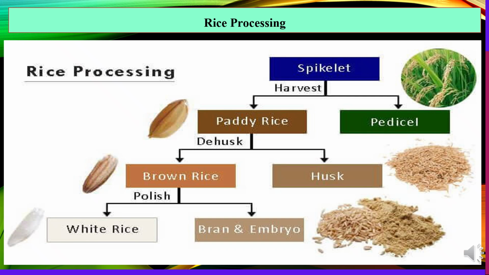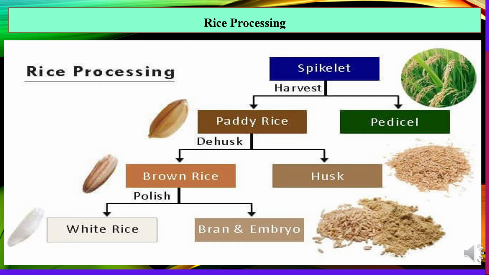At harvest, the spikelets are cut and collected. The pedicel, stalk portion, is separated from the spikelet during threshing. Paddy rice. After threshing, the grain with its husk intact is called paddy rice. This is the raw form of harvested rice.